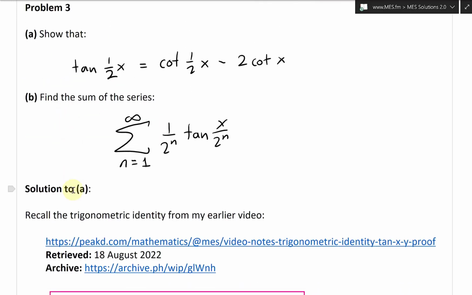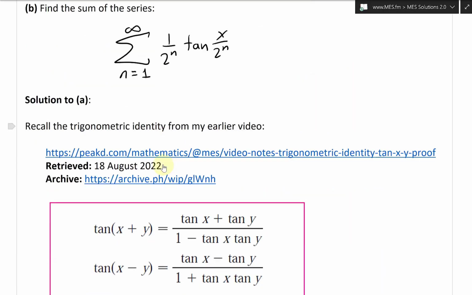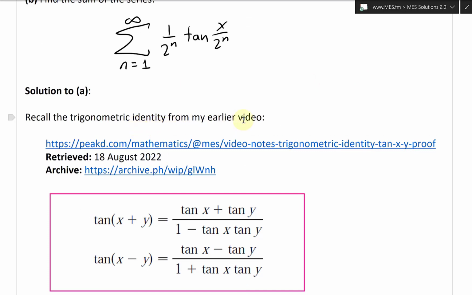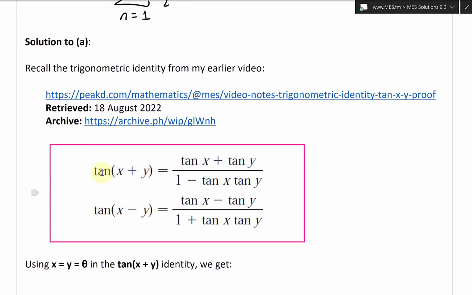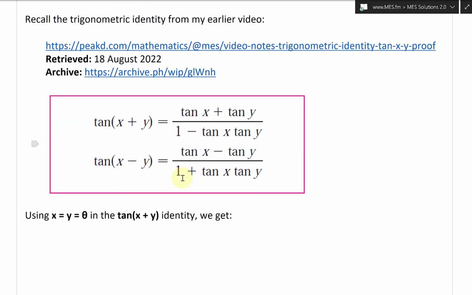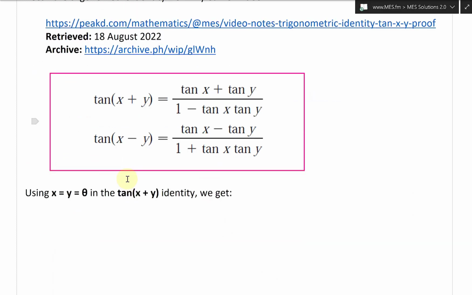Alright, so now let's look at the solution to part A. So basically this trig identity we're going to try to prove. First, recall the trigonometric identity from our earlier video, where we went over the proof of this one. We have tan of x plus y equals tan x plus tan y, divided by 1 minus tan x tan y. The other one is going to be minus, you just switch the signs for this one. But in this case, what we're going to use is the plus version.